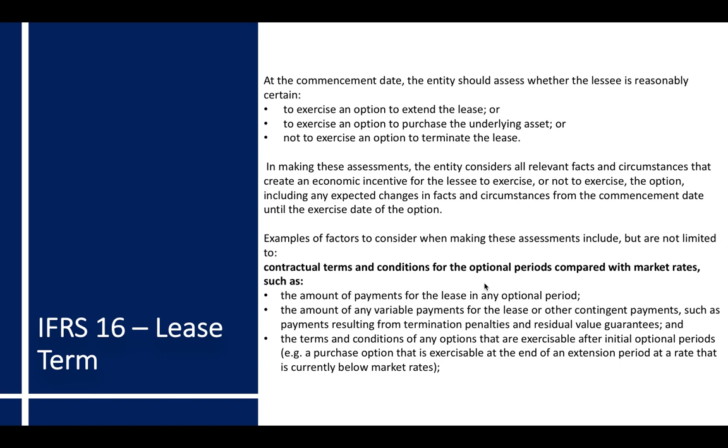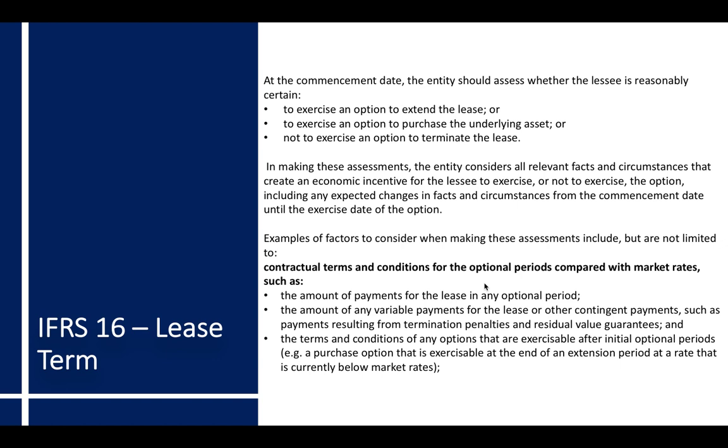Examples of factors to consider when making these assessments include, but are not limited to, contractual terms and conditions for the optional period compared with the market rate, such as the amounts of payments for the lease in any optional period, the amount of any variable payment for the lease, or other contingent payments such as payments resulting from termination penalties and residual guarantees, and the terms and conditions of any options that are exercisable after the initial optional period.